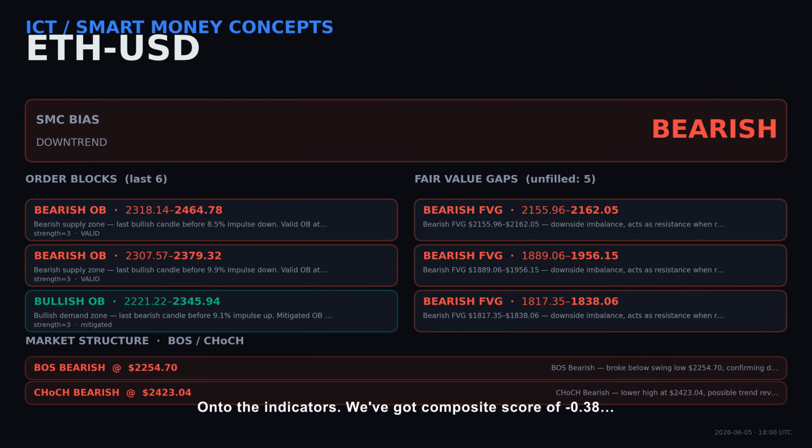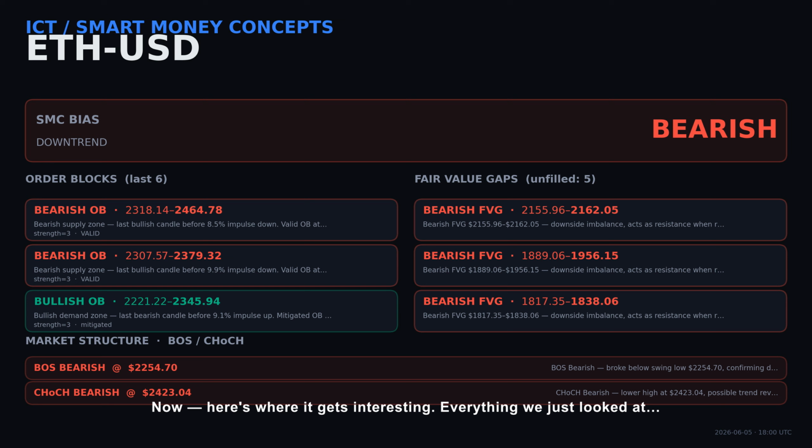Everything we just looked at, the patterns, the candles, the indicators, that's all the retail view. But the moves that actually pay are the ones the institutions are positioning for. So let's bring in the institutional read, ICT and smart money concepts. On the daily chart, the SMC bias is bearish, with a downtrend market structure.